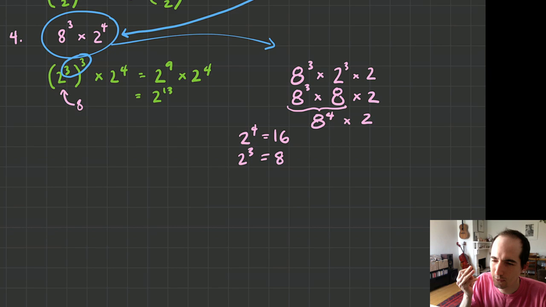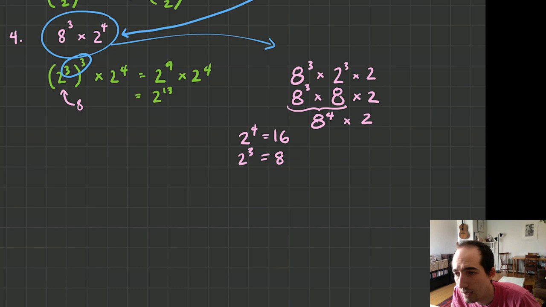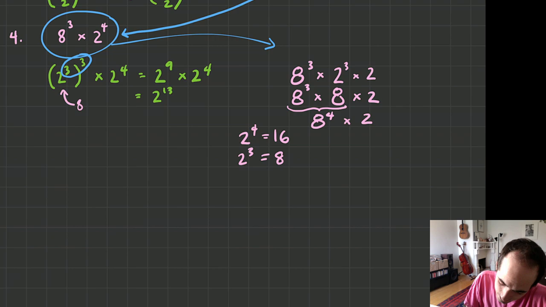So you change the 2 to a 4 and 8 to the 2. Okay. Change the 2 to the 4 to an 8. Okay, so there's your problem. 2 to the 4 is not equal to 8. 2 to the 4 is equal to 16. It's 2 to the 3 that's equal to 8.